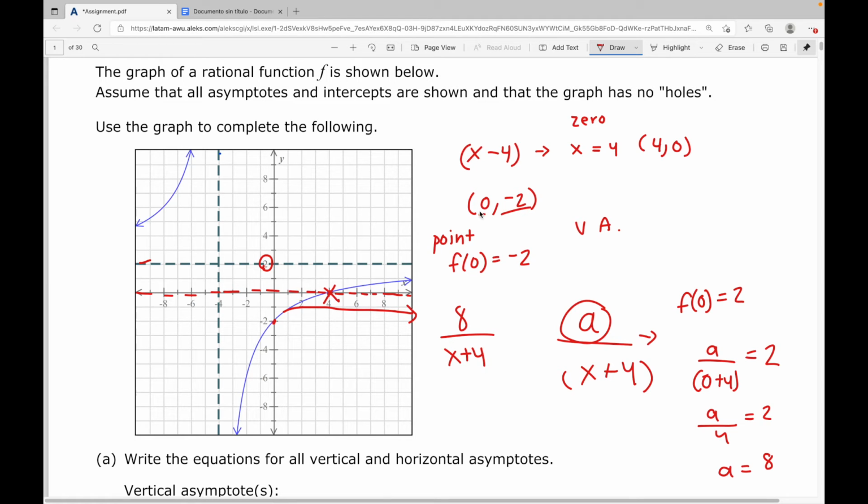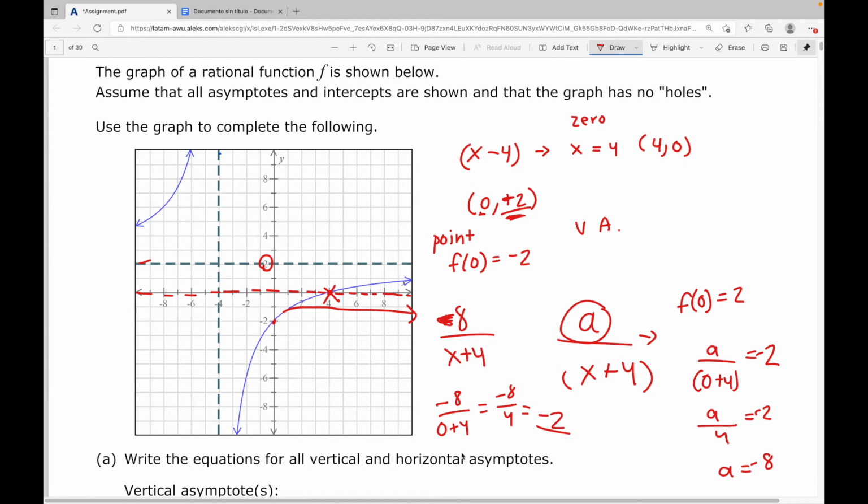And if we evaluate at 0, oh sorry, let's say this was plus. Well, no, we can leave it in negative. There you go. Ignore that. So now we know that if we evaluate at 0, it's going to give us negative 2. So we know that's correct. I'm just going to show you: negative 8 over (0 plus 4) equals negative 8 divided by 4, which equals negative 2.